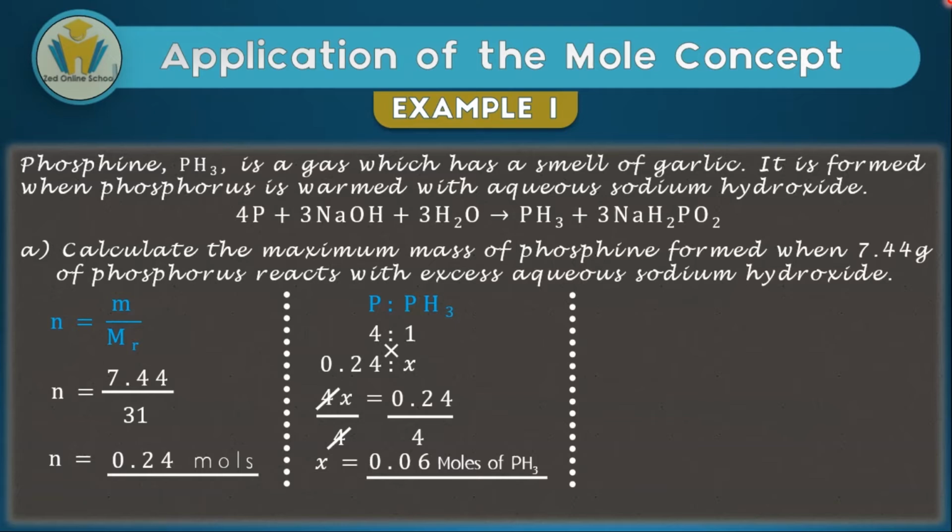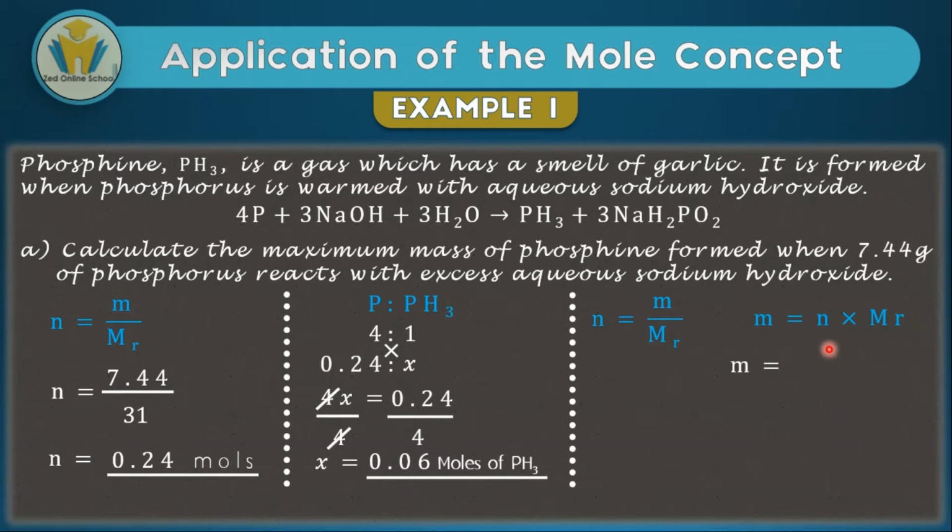Now, since we've done step 1 and step 2, the thing left now is finding the needed quantity. We found the number of moles of phosphine, but that's not what was asked. We were asked to calculate the maximum mass of phosphine formed. And so we come back and check our formulas. Which of the formulas can be used to find the mass? Of course, it will be n is equal to m over Mr, but we need to make m the subject of the formula. m will be equal to n multiplied by the molar mass.